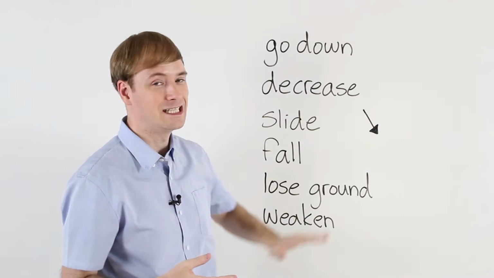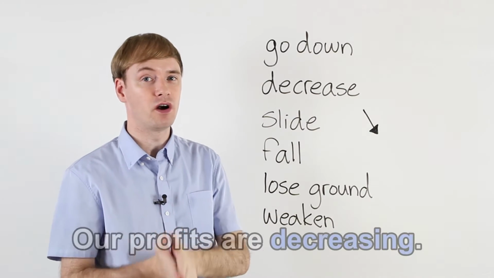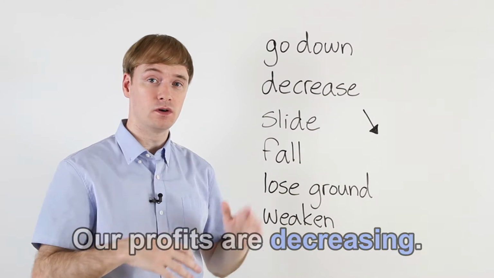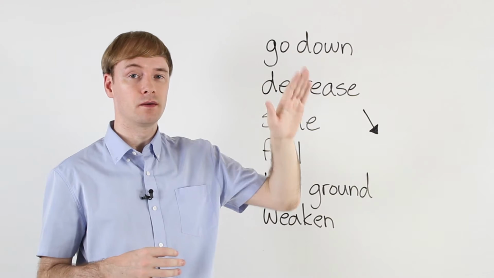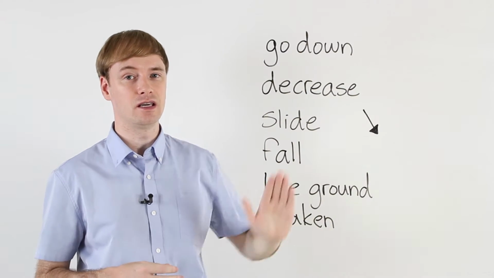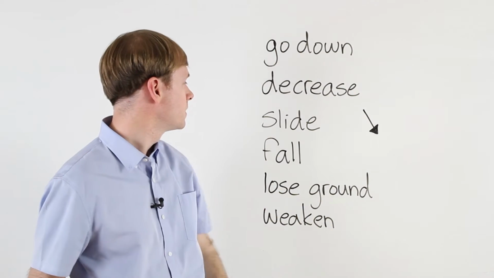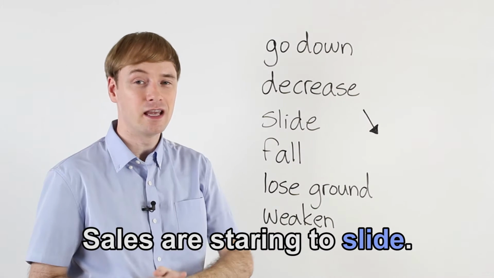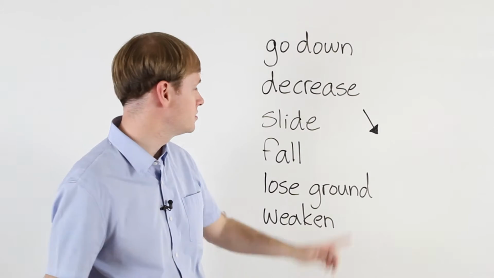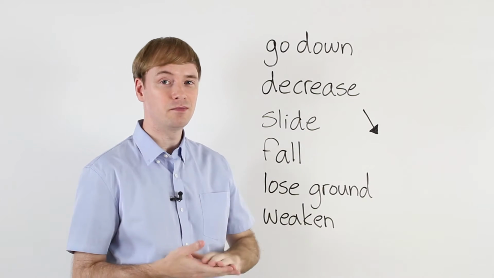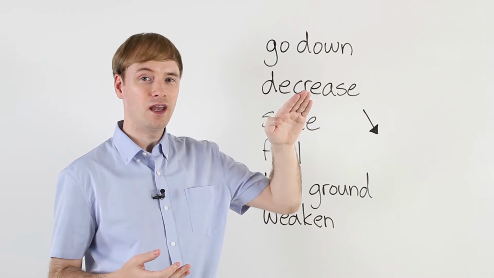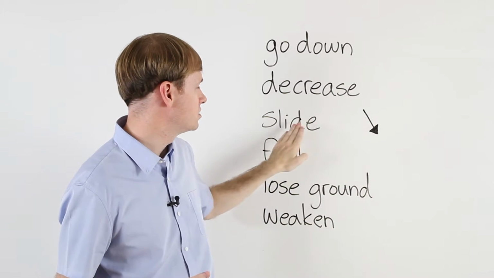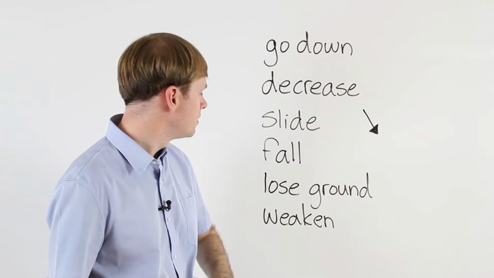The next one, decrease. Our profits are decreasing. Remember the opposite word, increase, going up. Increase, decrease. Sales are starting to slide. This is a common one. Now, slide means sales were okay, but they're starting to go down. Downward movement. They're starting to slide.